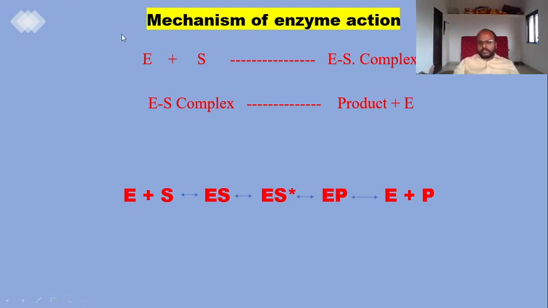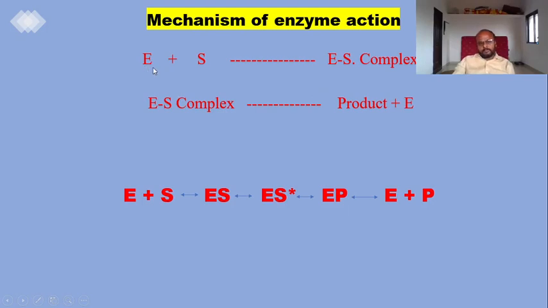If there is a series of reactions, in every step there is a separate enzyme, because an enzyme is specific for its substrate. This enzyme catalyzes the reaction and produces the product. The mechanism of enzyme action has three to four steps.